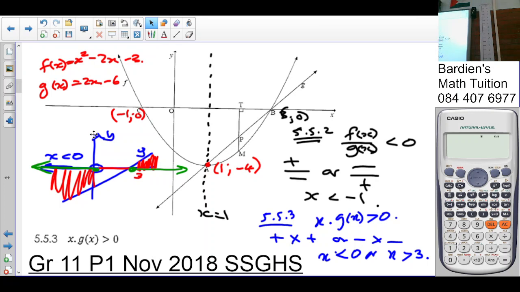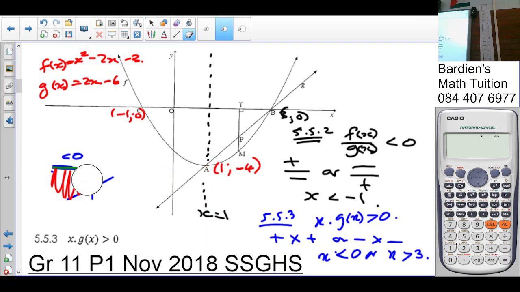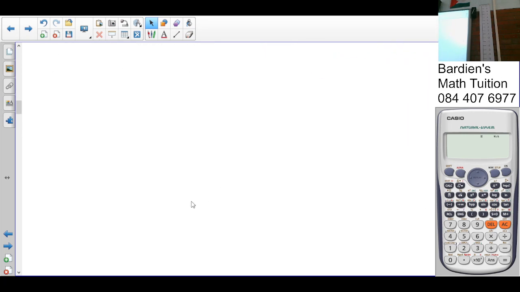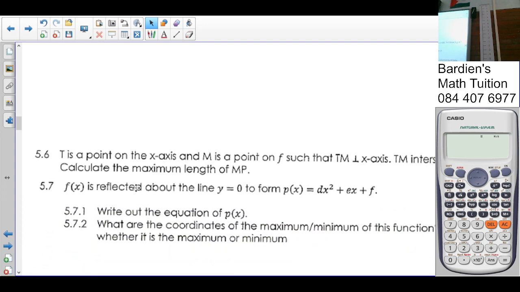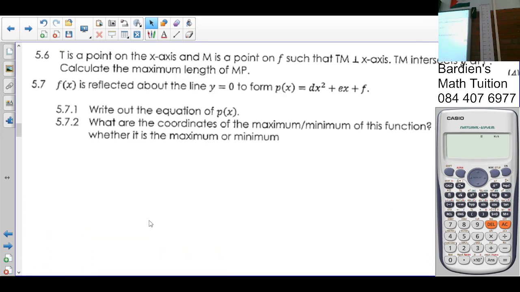Okay. You guys understand? Then the next question says, let's take this one from here. 5.7. Still on that graph, no?